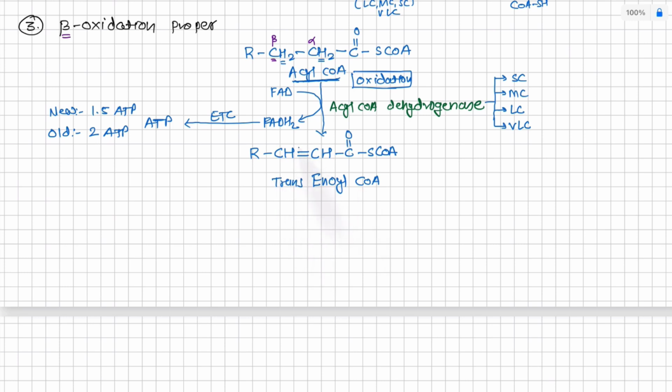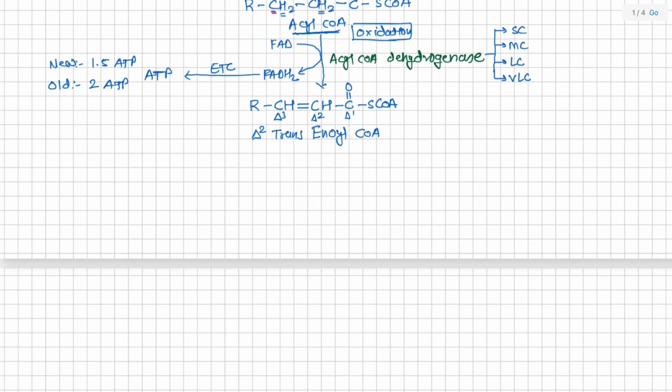The second thing that needs to be specified is the location of the double bond. For the location of the double bond, we use the delta carbon numbering system. So this is the delta 1 carbon, this is delta 2, and this is the delta 3 carbon. So the double bond is between delta 2 and delta 3. Here the small numbers are utilized. So this is a delta 2 trans enoyl coenzyme A. I think if you remember the name, it will not be difficult. Now what happens to this delta 2 trans enoyl coenzyme A? Remember, this needs to be further oxidized, but this double bond prevents the further oxidation of this trans enoyl coenzyme A.